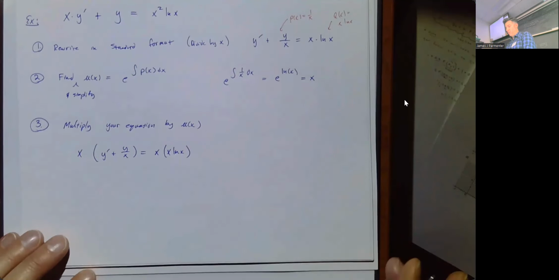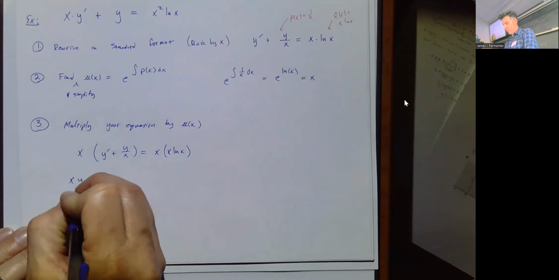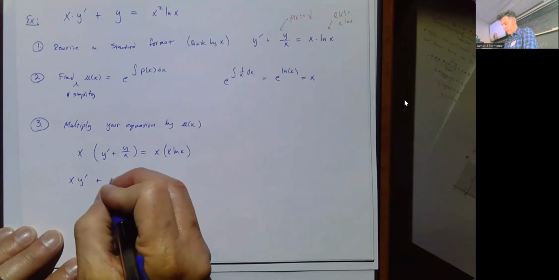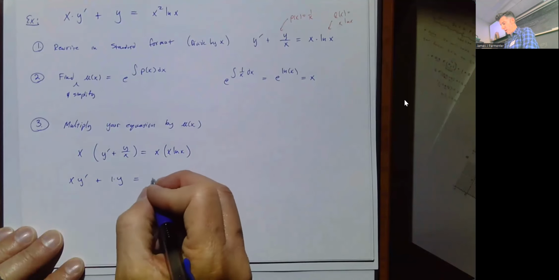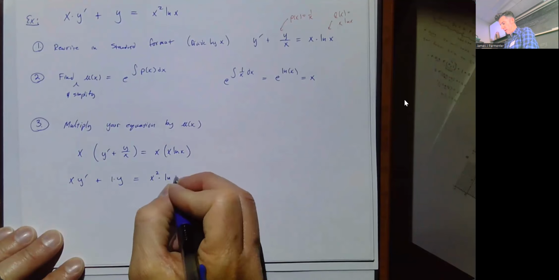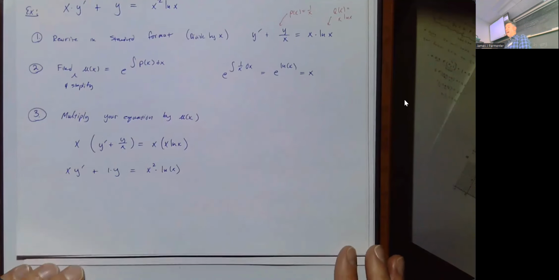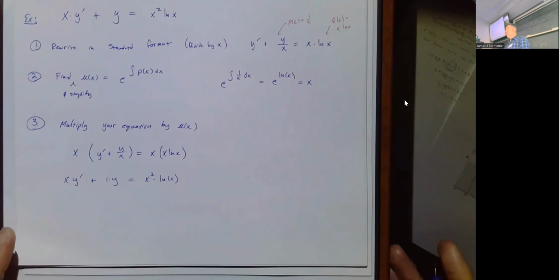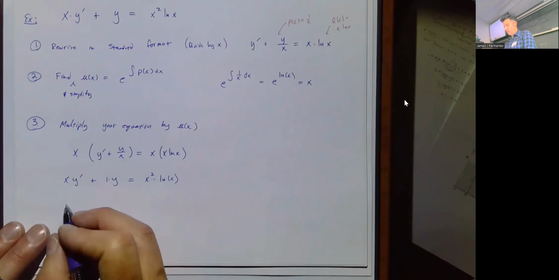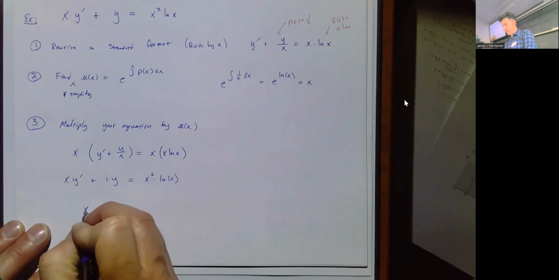So if we do that, we have xy prime plus 1 times y equal to x squared times natural log of x. And now the left-hand side is totally the derivative of a product. This is exactly the derivative of x times y.